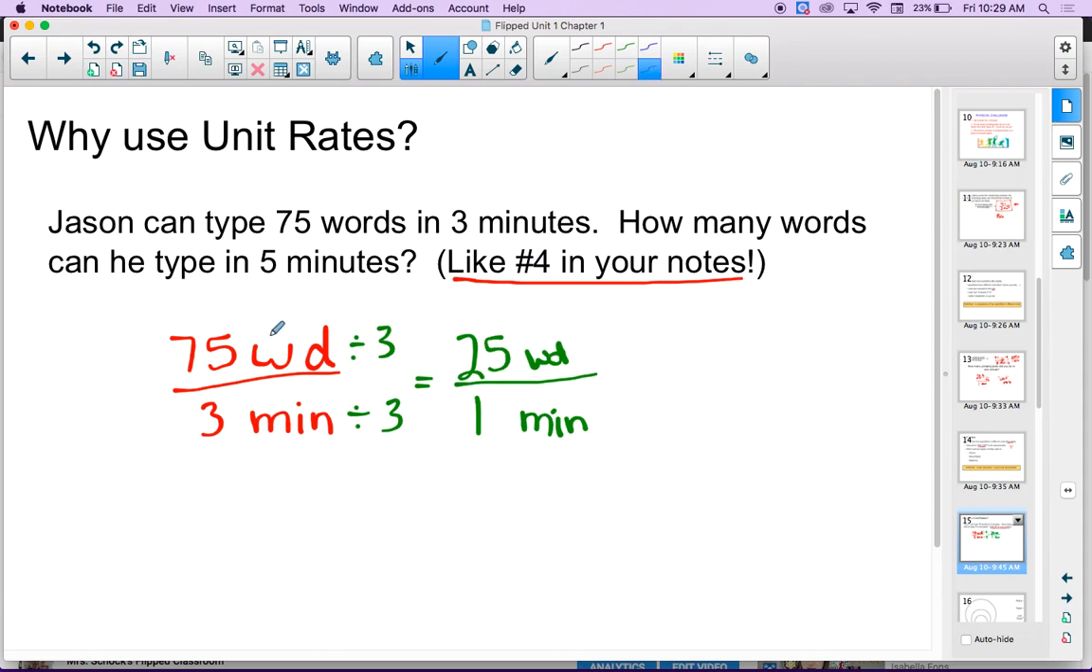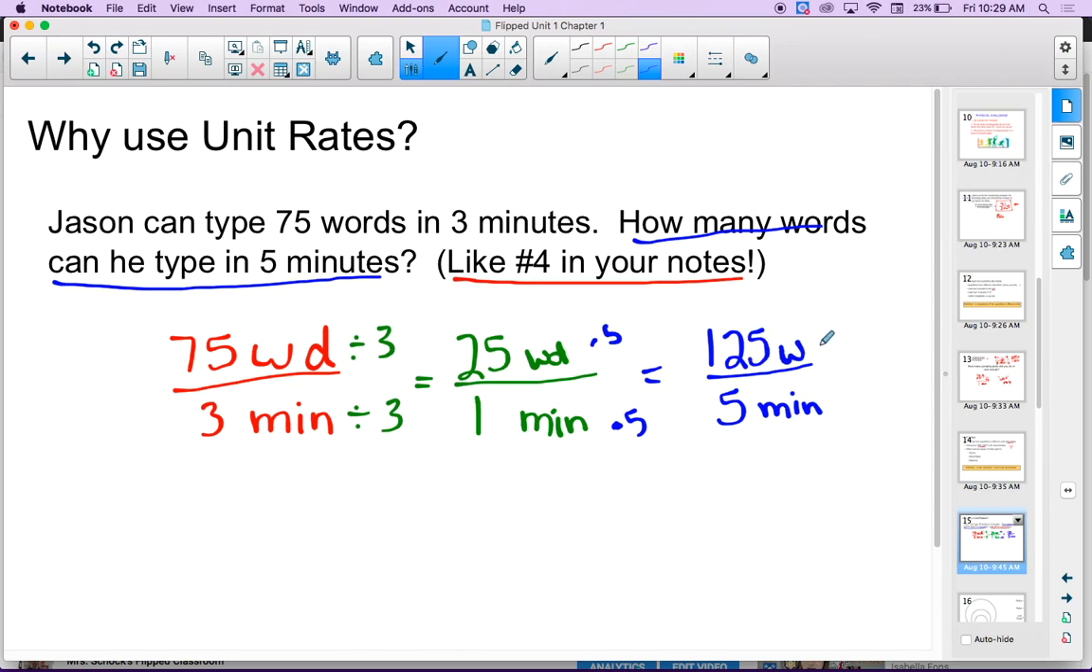And now that we know our unit rate, we can solve the rest of this problem. We want to know how many words can he type in 5 minutes. So that means we want to figure out what will our numerator be when the denominator is 5 minutes. Okay, so how did we turn that 1 into a 5? Well, we multiplied by 5. We want to keep our ratios equivalent, so we multiplied the numerator by 5 as well. 25 times 5 is 125. So Jason can type 125 words in 5 minutes.